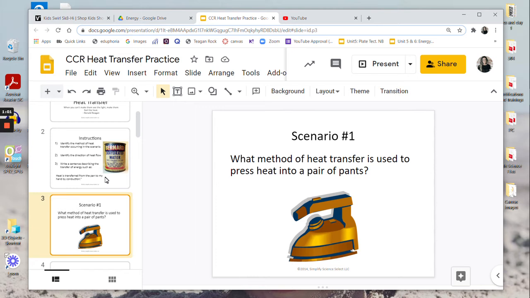So scenario number 1, what method of heat transfer is used to press heat into a pair of pants? So if I'm pressing heat into a pair of pants with an iron, the iron is touching the pair of pants, so they have direct contact. That means scenario number 1 is going to be conduction.